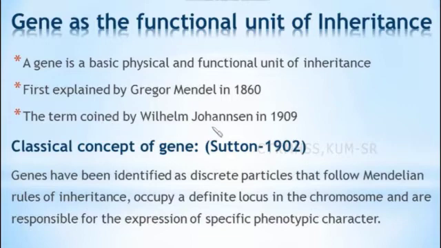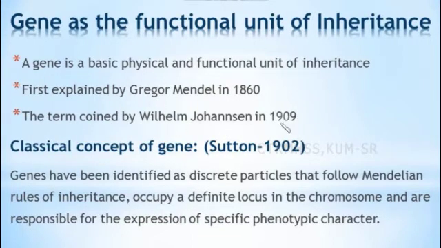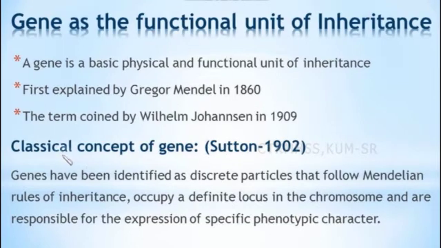So, for this gene, Sutton has given a definition, that is the classical concept of gene. This was proposed by Sutton in the year 1902. Genes have been identified as discrete particles that follow Mendelian rules of inheritance, occupy a definite locus in the chromosome and are responsible for the expression of specific phenotypic character.